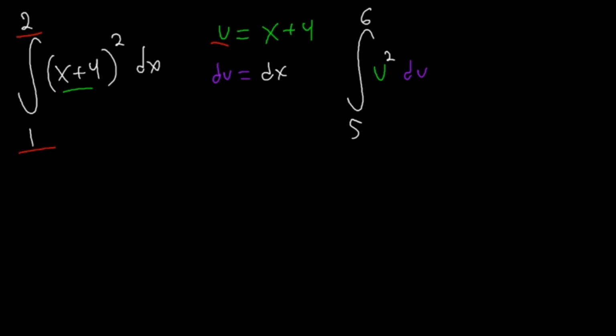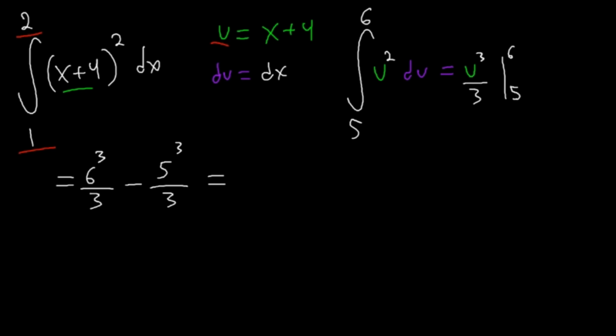We can integrate this with power rule, which will get us u to the power of 3 over 3 from 5 to 6. Which is just 6 to the power of 3 over 3 minus 5 to the power of 3 over 3. Simplifying this with our calculators will get us 30.333. Let's try another problem.